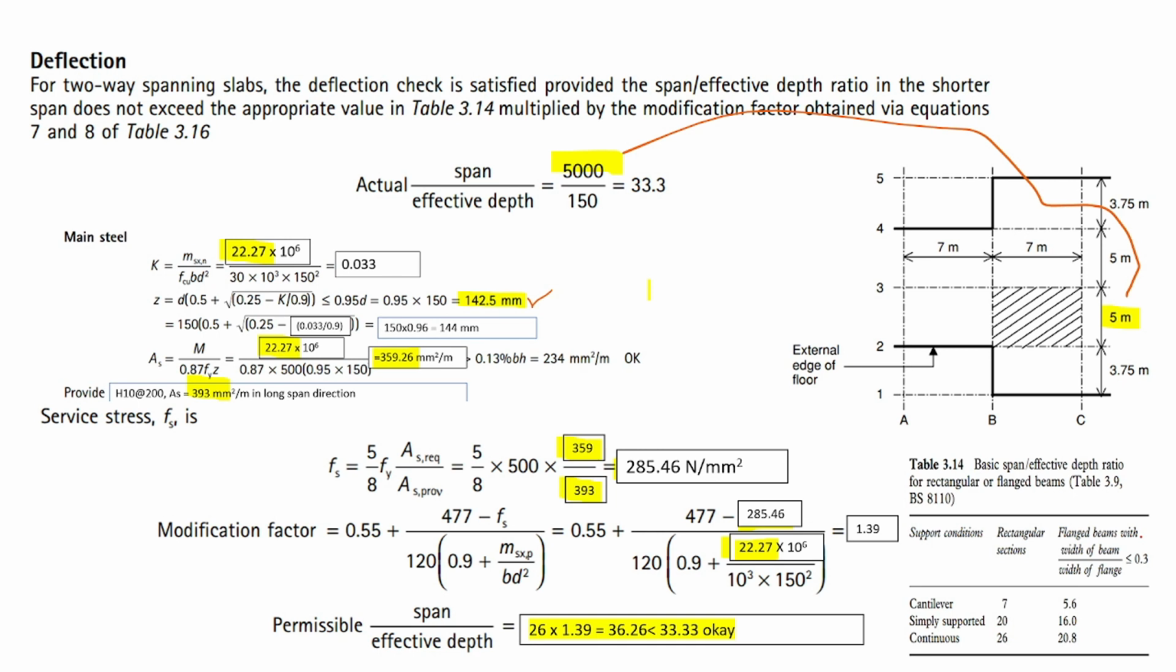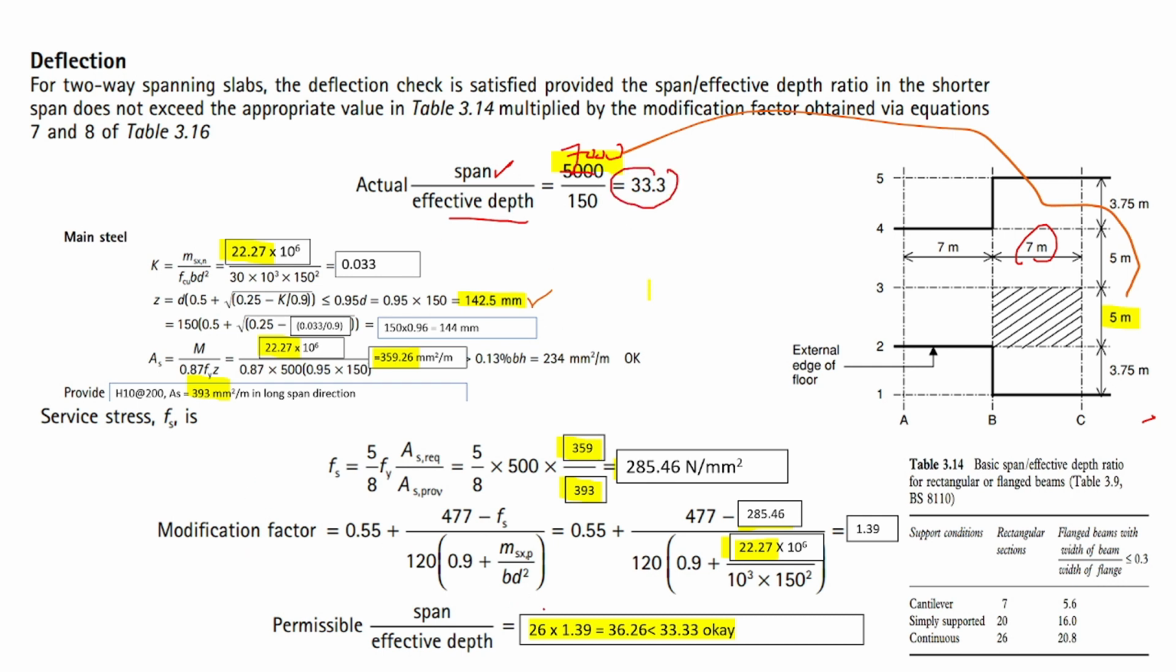Then after which you need to compute for the deflection. For the deflection, you just need to get the actual deflection, span over effective depth. Here better to use 7,000, because it would be the critical one, the longest span. So you check this one. Now just do it yourself. For example, our value is 33.3.